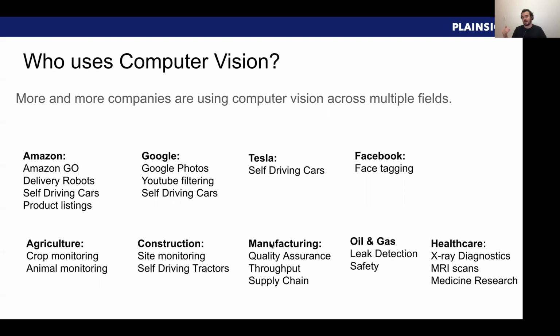Manufacturing. This is actually how I got into computer vision. There was an article I shared earlier about detecting bad product as it was going through the manufacturing process, doing the quality assurance with computer vision. That's actually what got me into it in the first place. Measuring throughput, oil and gas, again, a lot of safety, leak detection, healthcare, X-ray diagnostics, MRI scans, medicine research. And this is by no means all the applications.